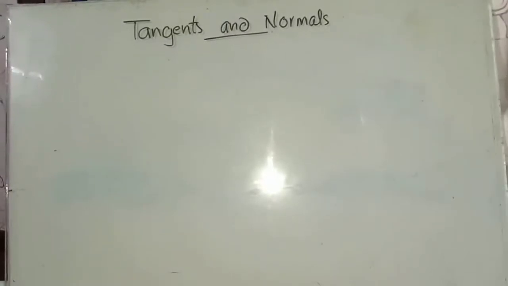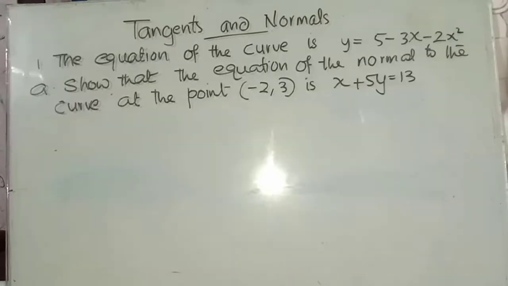Good morning. Today we will discuss a few questions related to tangents and normals. First question: the equation of the curve is y is equal to 5 minus 3x minus 2x square. Show that the equation of the normal to the curve at the point (-2, 3) is x plus 5y is equal to 13. So here the equation of a curve is given.